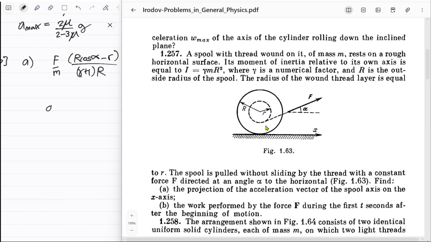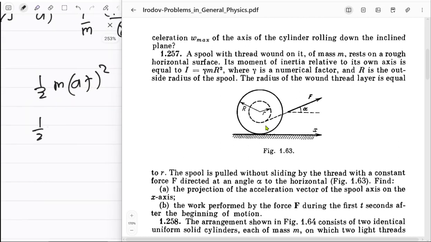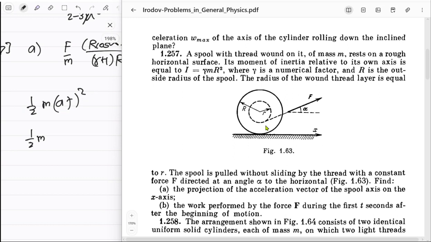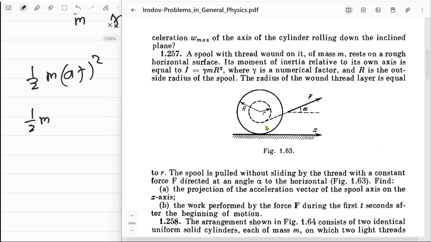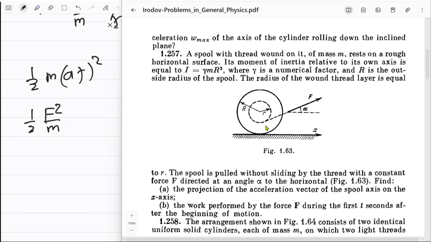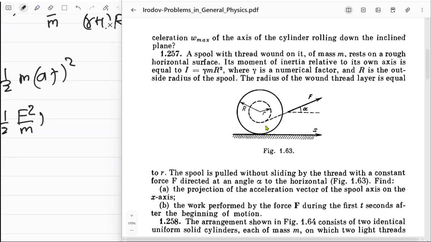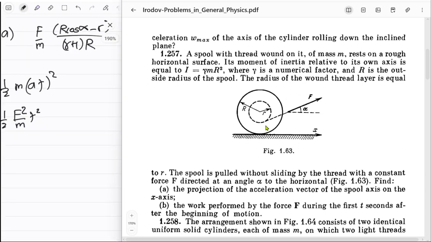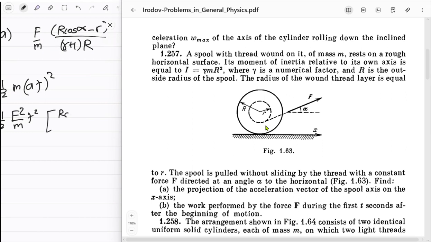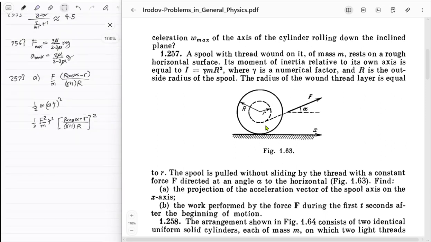The velocity will just be a times t. So half mv squared, half m a t squared, basically. So just this thing squared and then that times t. Why? That's just a lot of algebra. Okay, because you just got half F squared upon m, and then you got t squared and then all of this stuff squared. So R cosine alpha minus R upon gamma plus 1 R, all of that squared. Right, that's B. Next question.